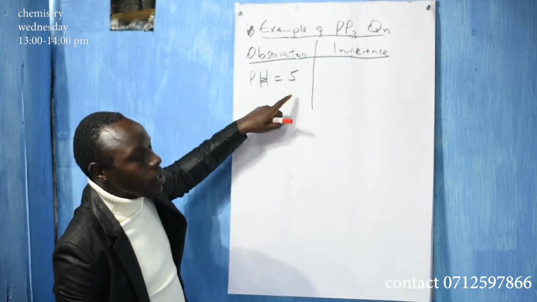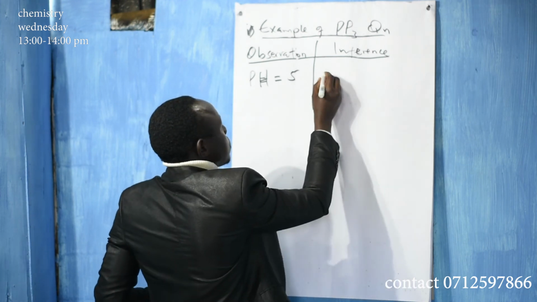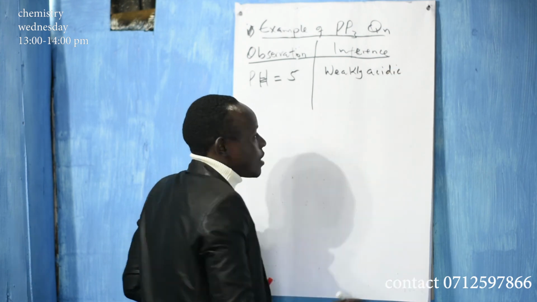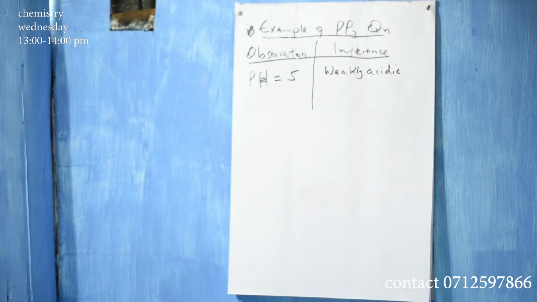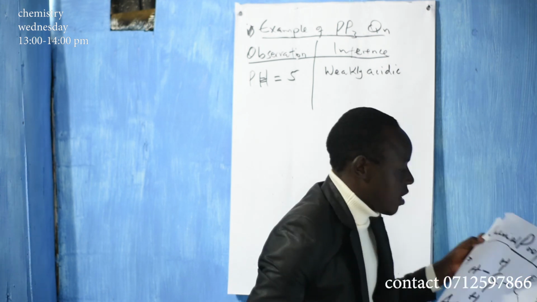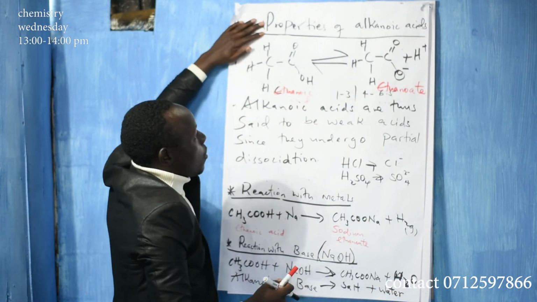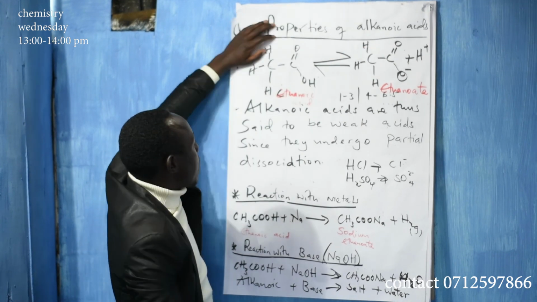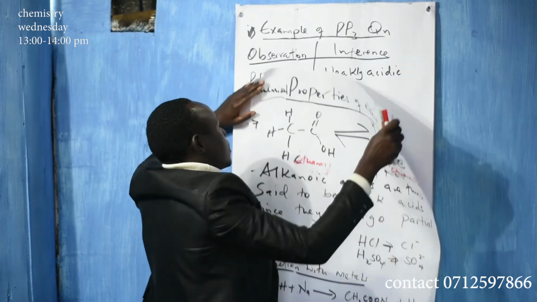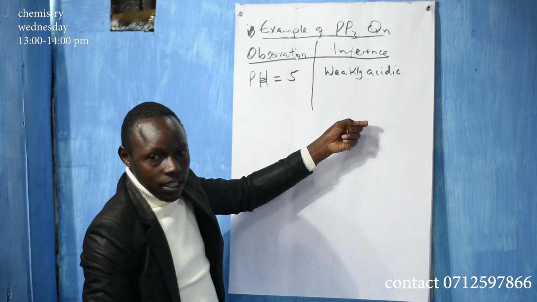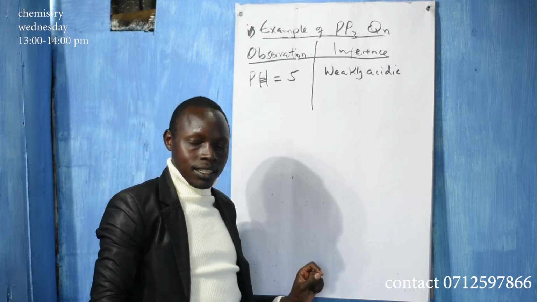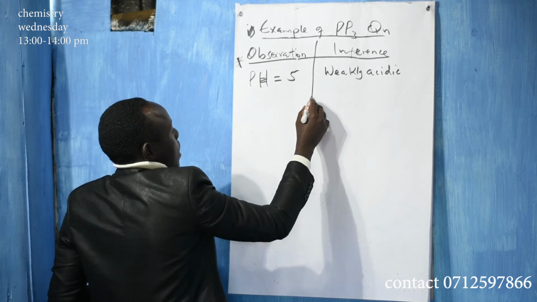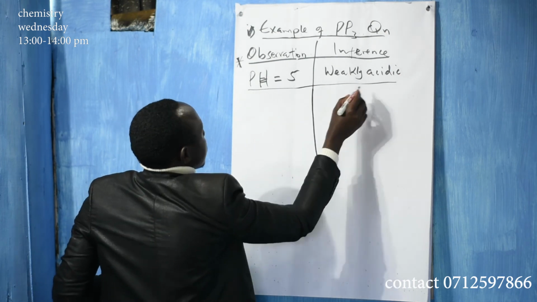Normally, when the pH is 5, when you are writing an inference, you say the substance is weakly acidic. Now, that is what we have explained in this discussion here. We have said it dissociates partially in water to form an alkanoate, to form a weakly acidic compound. And we have said these are weak acids. So now, when you write that the substance is weakly acidic, that means it is an organic acid. It is a carboxylic acid or an alkanoic acid. This is the first one. Now, let me continue with this. So that's one.